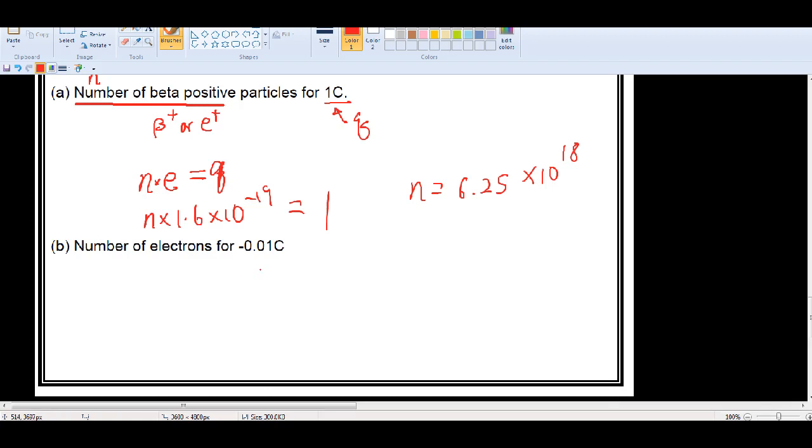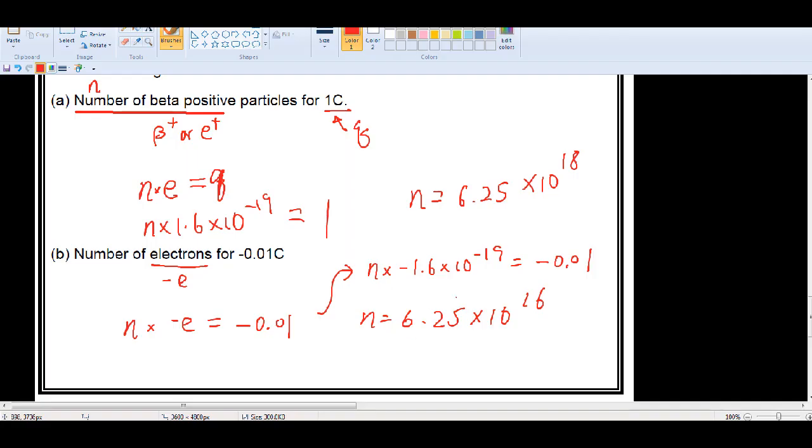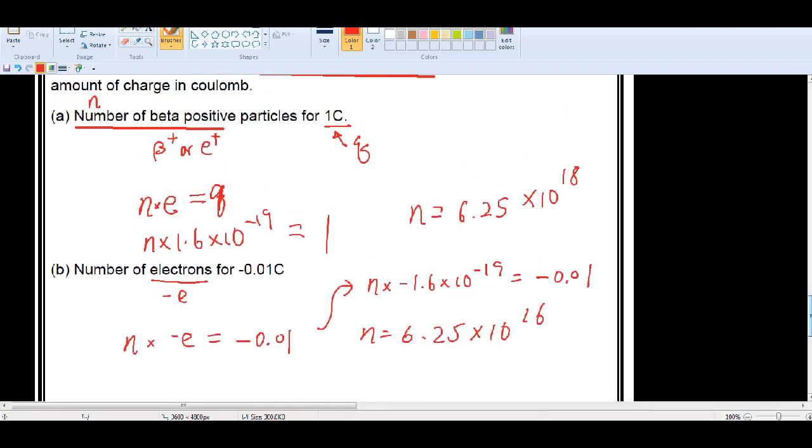Alright, so number of electrons for minus 0.01 coulomb. Okay, so it will be the same way to do it. Can you try it now? I'm going to give you some time, right? Okay, so if you use the calculator correctly, that will be the answer, right?